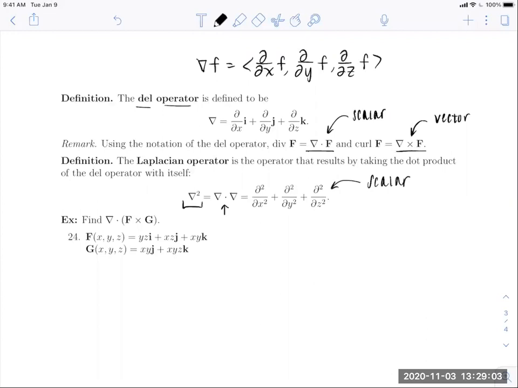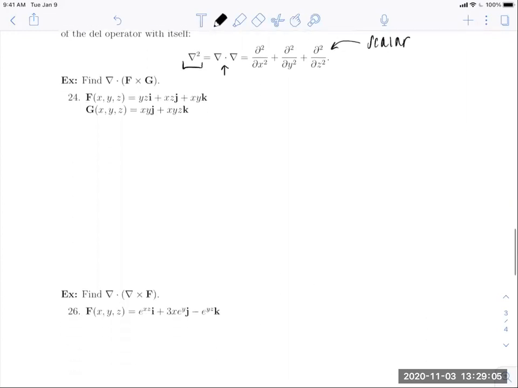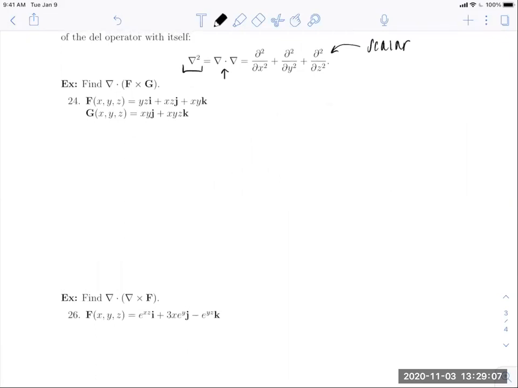To round out this section, we just have a couple more examples here that's just working with that del operator and making sure you feel comfortable working with not only the del operator, but also dot and cross products. So in 24, we want to find del dot f cross g. Make sure you're working with your order of operations. You have a couple of options here. You can either carry out the cross product first and then dot with the del operator, or you can recognize that this is just a scalar triple product.